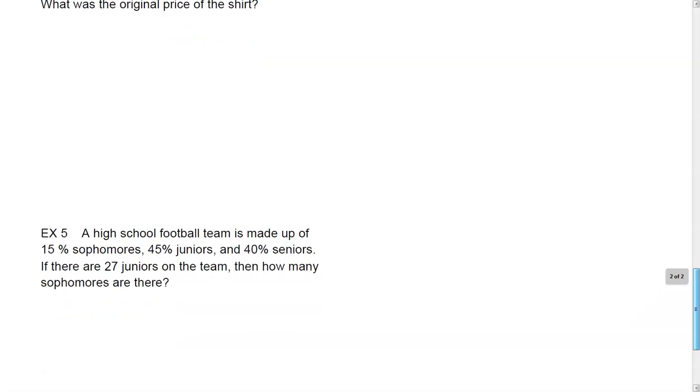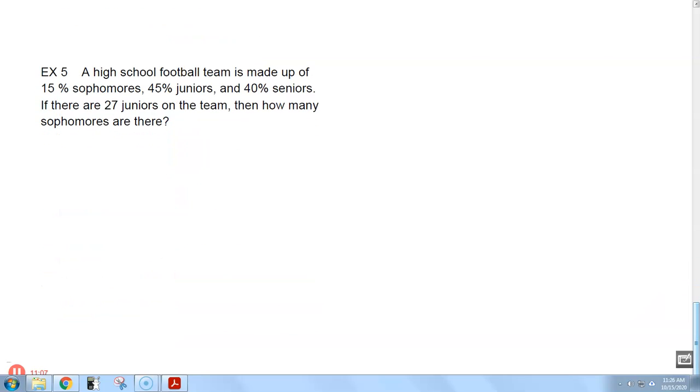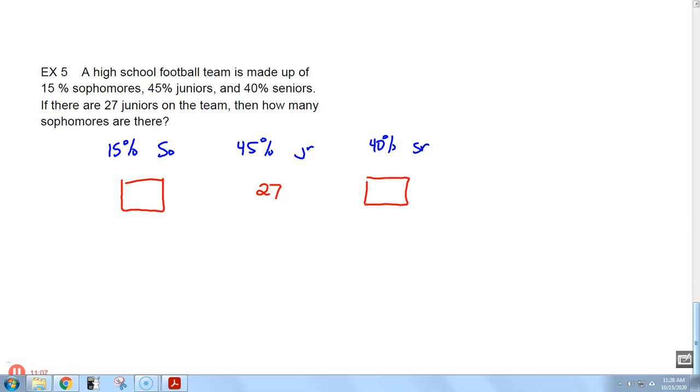Example 5. The SAT knows that too. They're going to do it to you. This problem's a little bit trickier. A high school football team is made up of 15% sophomores, 45% juniors, and 40% seniors, and it says there are 27 juniors. So we know there's 27. Now we don't know how many sophomores, we don't know how many seniors, and we also don't know the total people on the team.